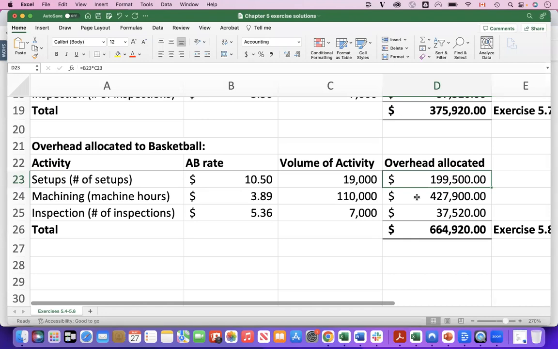To figure out the total amount of overhead I've allocated, I simply add up the three: the amount from setups, which is $199,500, the amount of overhead from machining, which was $427,900, and the amount from inspections, which was $37,520. So in total, I'm going to allocate to the basketball product line overhead in the amount of $664,920 utilizing an activity-based rate method.